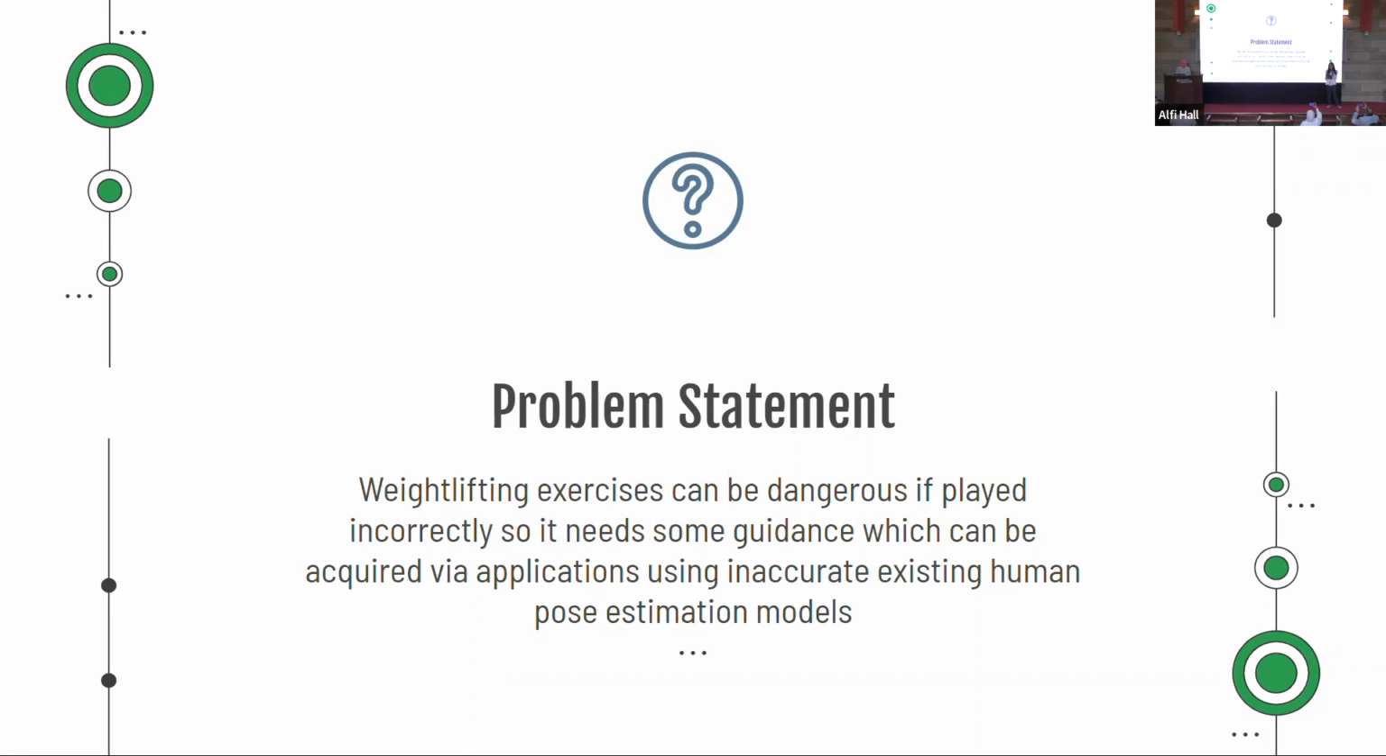So weightlifting exercises can be dangerous if performed incorrectly, so they need more guidance. Thus, it can be acquired via applications using accurate human pose estimation models.